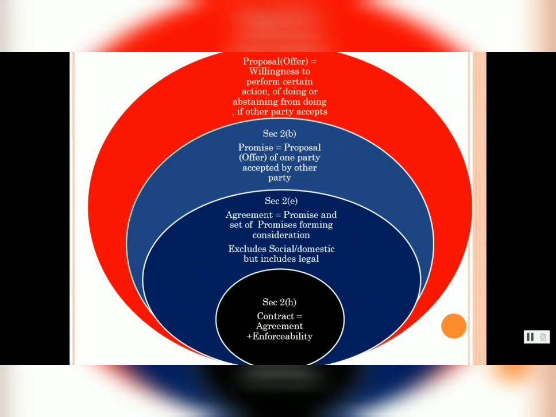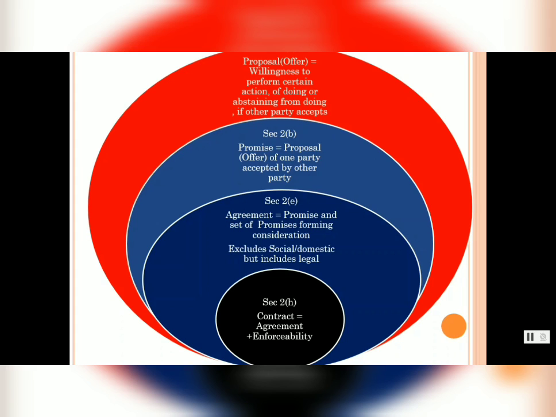Here, whatever we have discussed till now is given as a diagrammatic representation of contract, agreement, promise, and proposal. Here it is clear that proposal is the biggest ambit. Right from morning to night, we propose or offer or show our willingness to others. Why don't we do this and that? Either against consideration or without consideration.